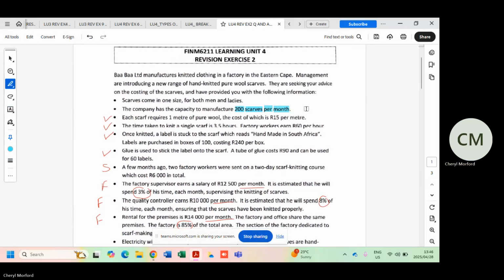Just out of interest, that 194 scarves is known as the margin of safety in terms of units. For those of you who are carrying on with Financial Management 2B next semester, we will do break even again, and we will specifically look at the margin of safety. So it's the difference between your maximum budgeted output and the break even. So our break even is 6 scarves, therefore the remaining 194 can contribute towards profit.